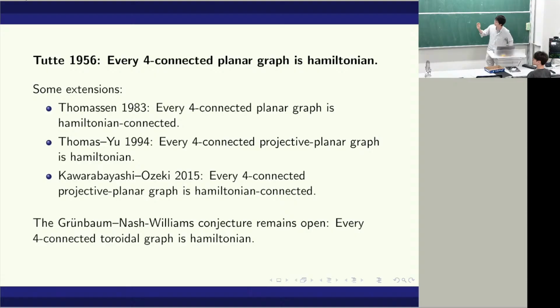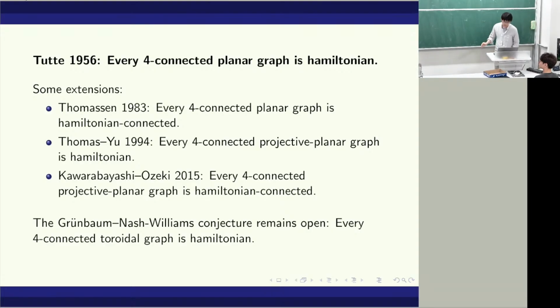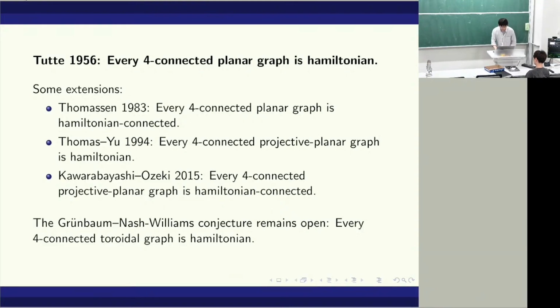Although we have many extensions of Tutte's result, there is still a largely open conjecture by Grünbaum and, independently, by Nash-Williams, which says that every 4-connected toroidal graph is Hamiltonian. This series of research is about how to extend Tutte's result to graphs on other surfaces. But today we will focus on the minors.